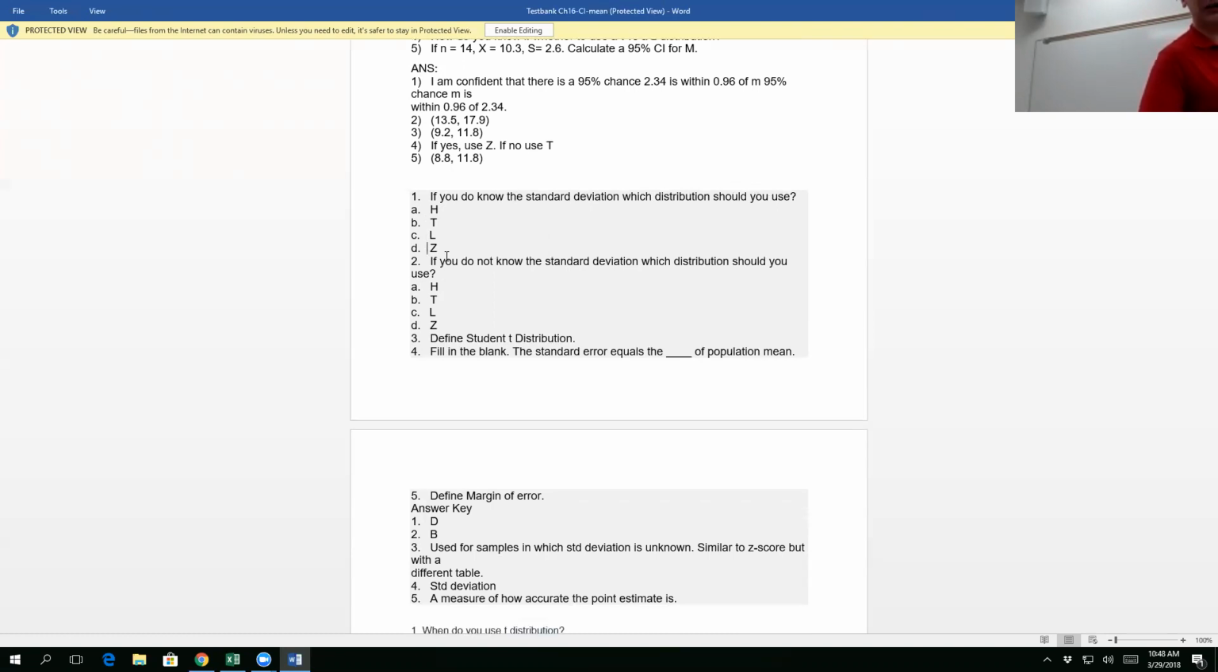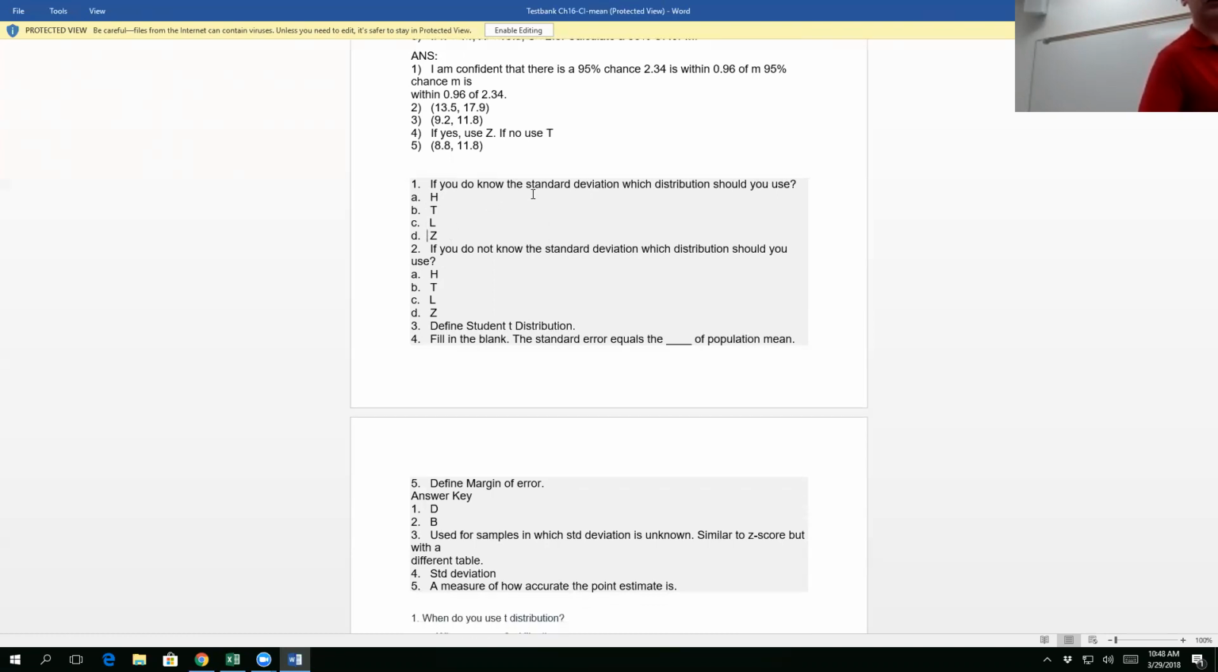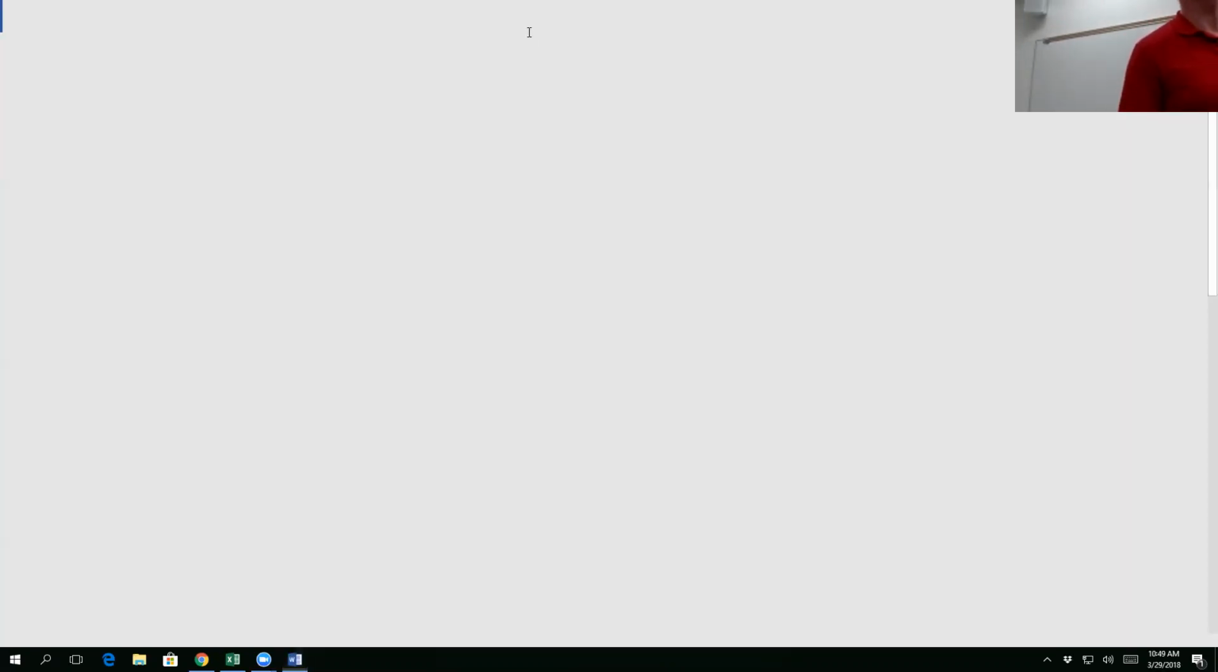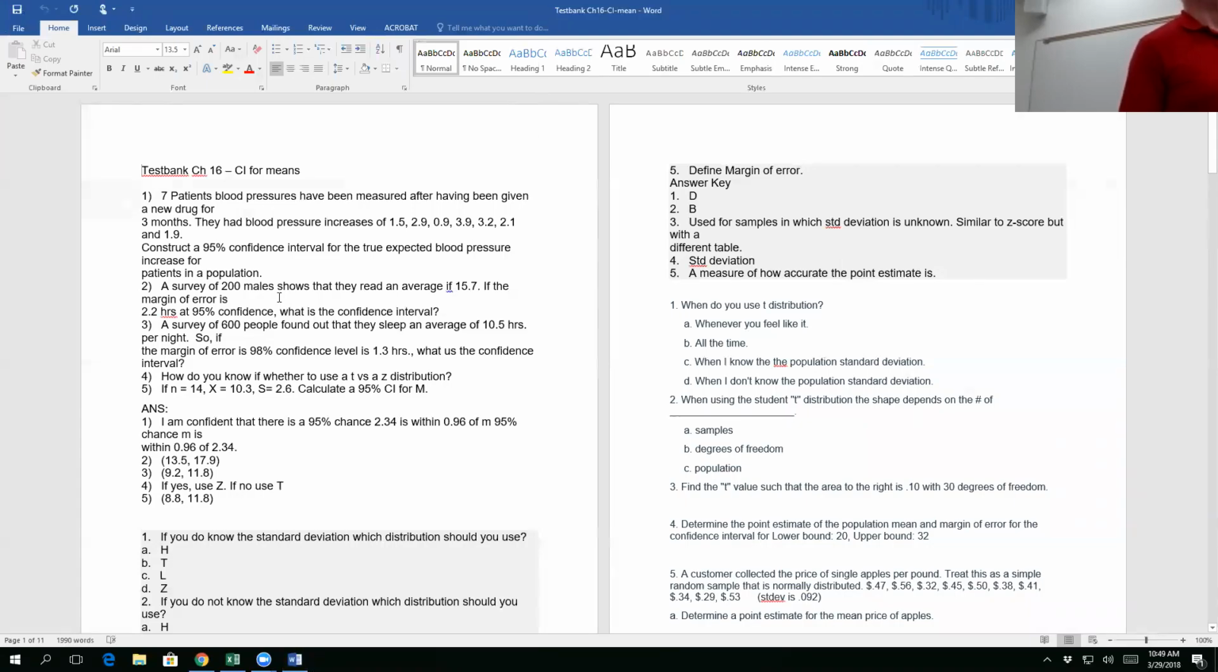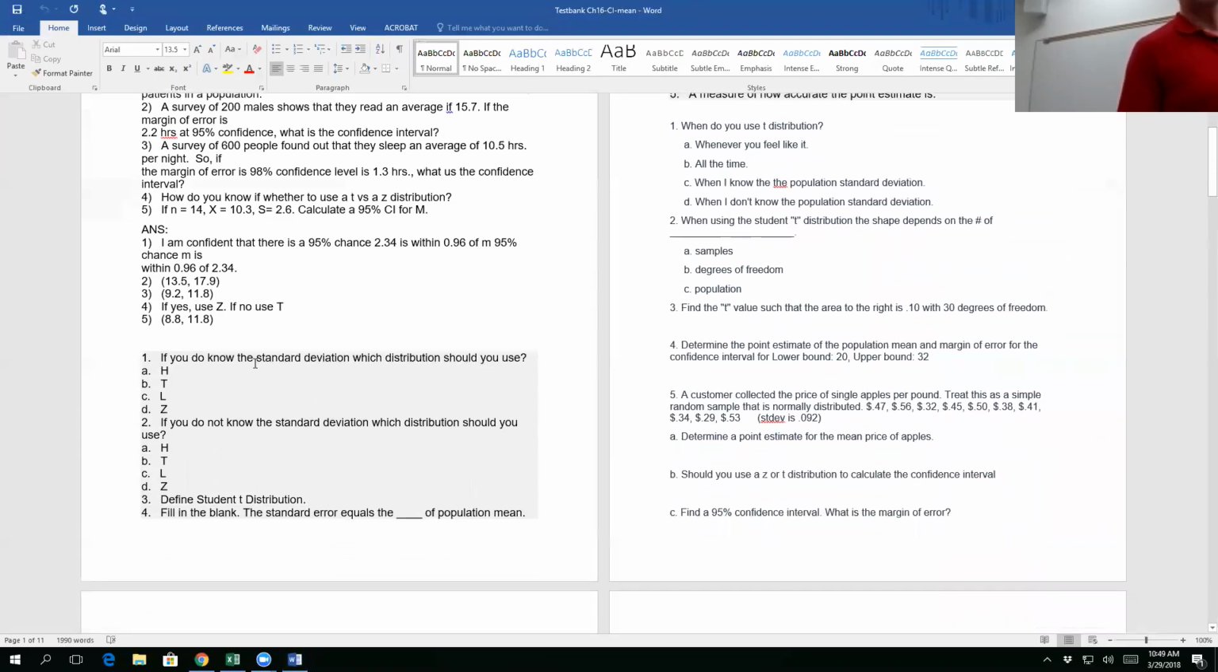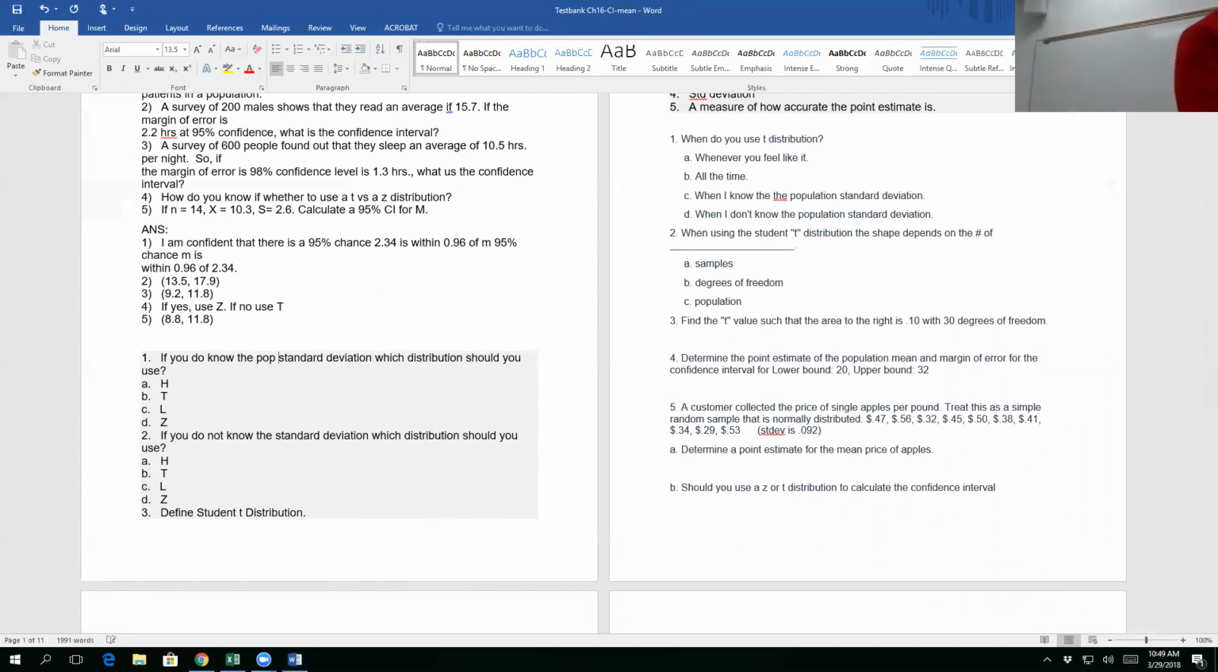So the correct answer here, number 1, which distribution should you use? Actually, it says, do you know the standard deviation? You need to know the population. Okay, so that's a poor question. For whoever did this, you need to specify population in here. Part of the thing is, this is good because you guys are not making a distinction here that you need to make. So I will fix this, and we'll upload it after class.